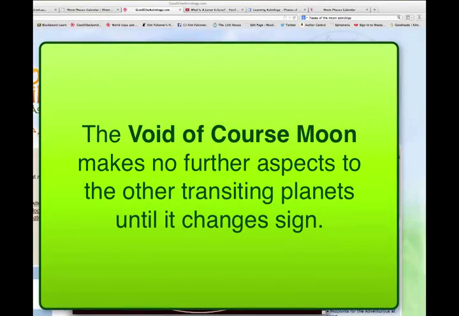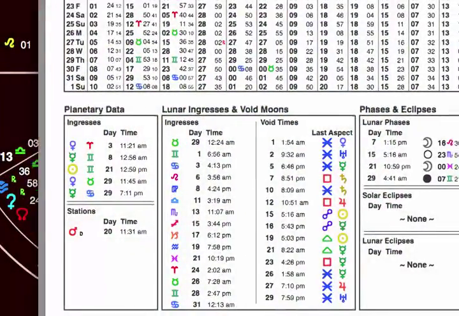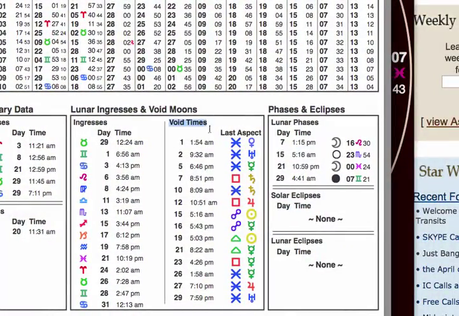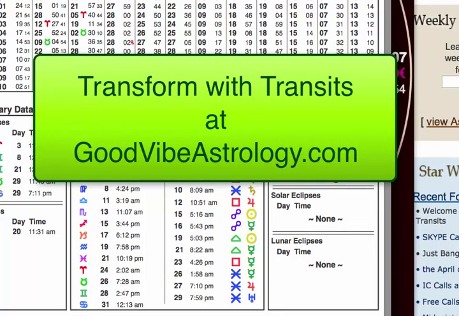You're going to hear this term, and it's called void of course. And what we can see about the void of course moon, what that means is that the moon has made its last aspect before it moves into the next sign. Void of course moon is important when you're timing events, when you want to launch a project. Also, if you're working with horary charts. In that case, the moon and the position of the moon is one of the most important, if not the most important aspect in the chart.